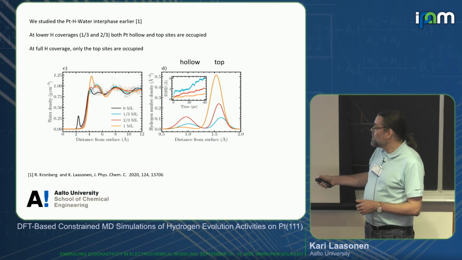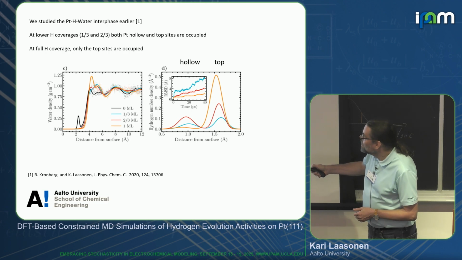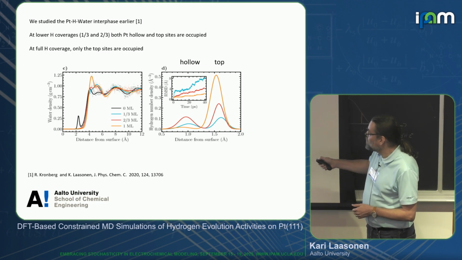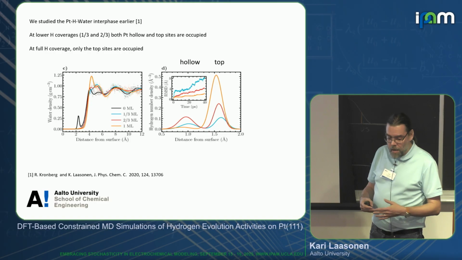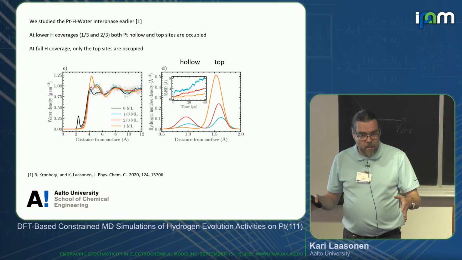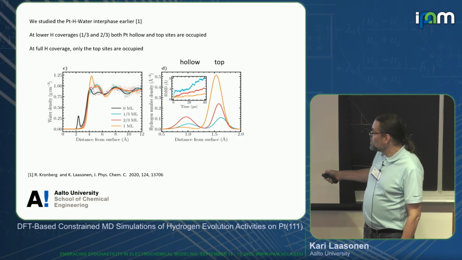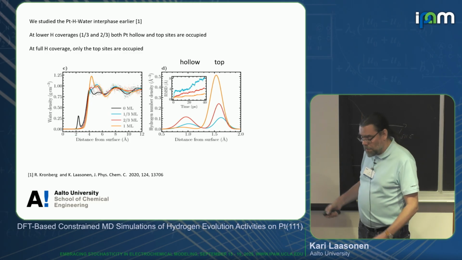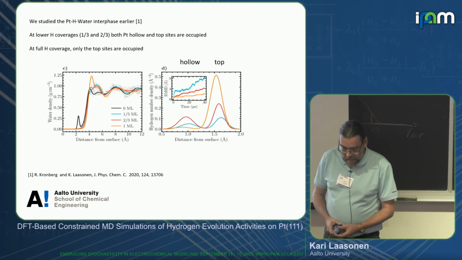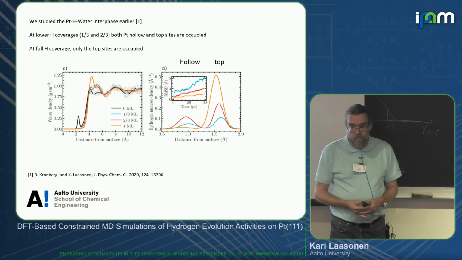So we'll see that if we have a coverage of 1, here, this is the coverage 1, then all the hydrogen atoms are on the top sites. If you have a lower coverage, like 2/3, then you have a distribution, some of them on the top side, some on the hollow sites. So clearly the binding site is coverage dependent.